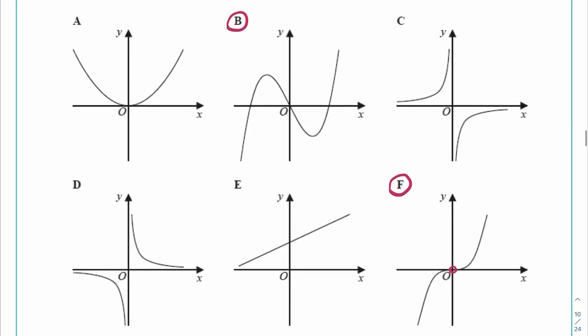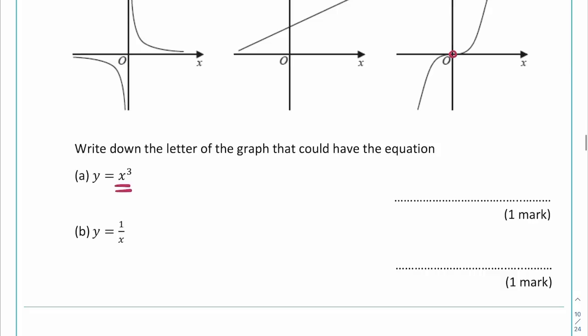This cubic graph here would be a little bit more complex, so it might be something like x cubed plus 2x minus 3x or something along those lines, plus 2x squared. It'd have something else along with the x cubed. So it's not B, it's going to be F. So that is our graph F.